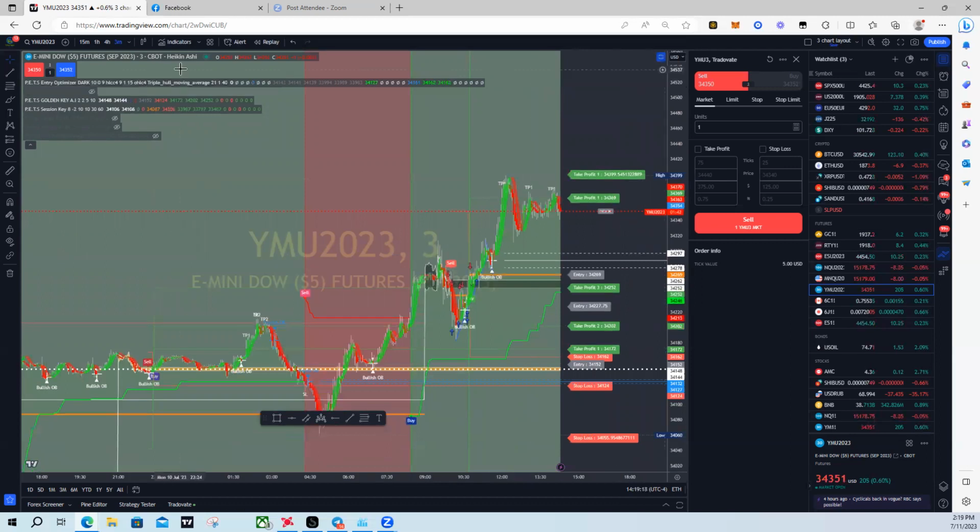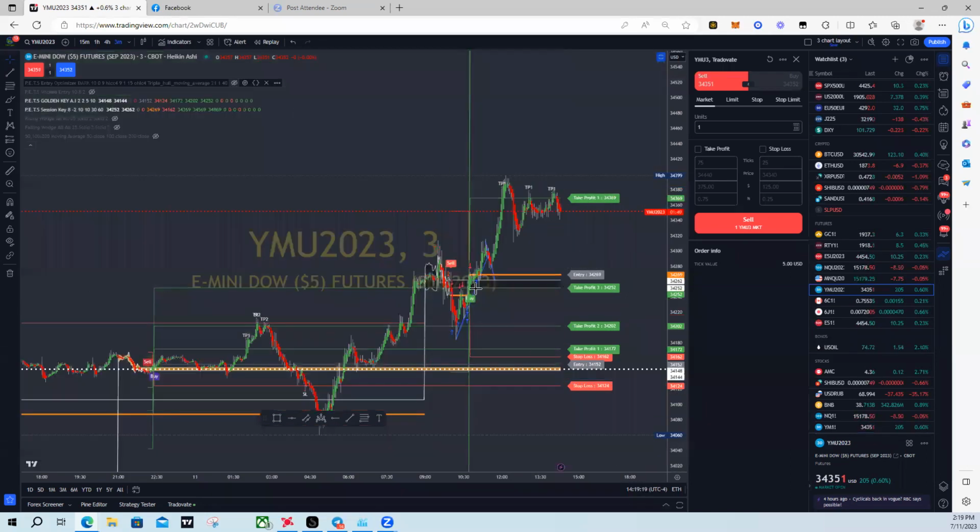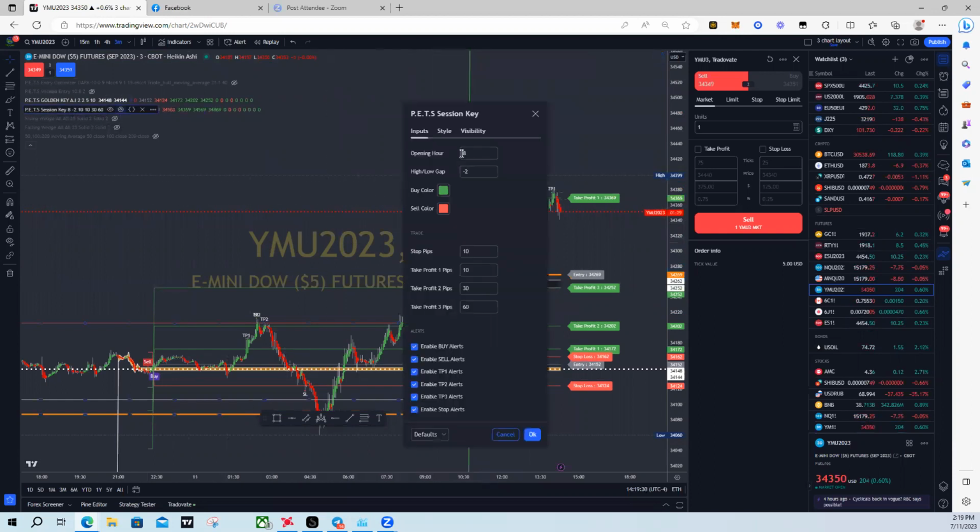I'm gonna just kind of breeze through this so you can see how the golden key works, and the session key. Now, this session key zone is at the 8 a.m. morning bell. You can change the time frame with the session key. So the opening hour is 8 a.m. So at 9 a.m., it's going to give you your zone, right? It's going to use the 8 a.m. zone. The London session is 3.